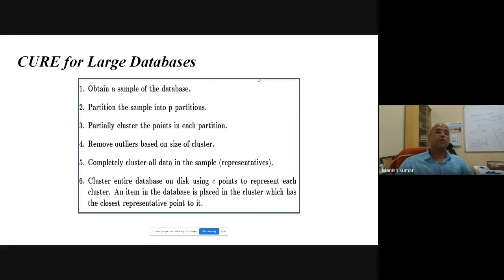As far as the algorithm, it is very simple. Obtain a sample of the database, partition the sample into p partitions, partially cluster the points in each partition, then remove outliers based on the size of clusters. Then completely cluster all data points in the sample, and cluster the entire database on disk using c points to represent each cluster. An item in the database is placed in the cluster which has the closest representative point to it. So it is very simple to implement.